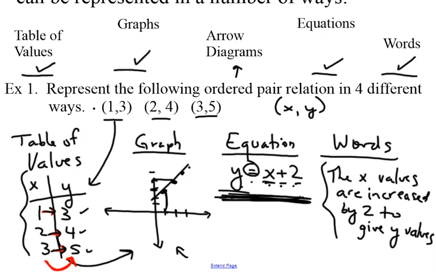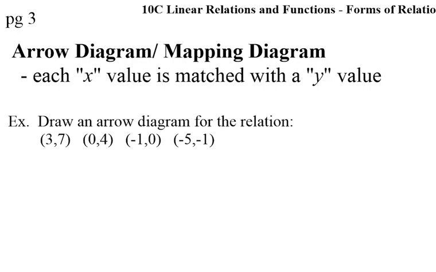So there's relations we've seen before. Taking a set of data, looking at the elements within that set, and showing different ways to relate them. Now the arrow diagram on the next page, a little bit different than what you've seen in the past. It's just another way of showing that each x value gets matched with a y value.